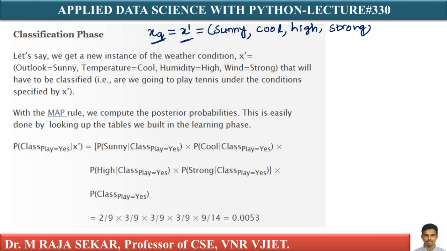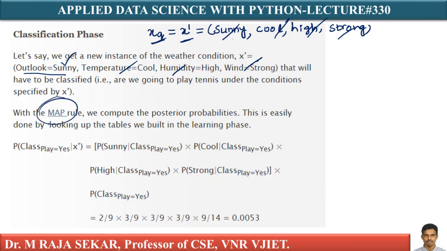Let me assume outlook equal to sunny, temperature equal to cool, humidity equal to high, wind equal to strong. These are the feature values. Now I must find whether it belongs to the S class or to the no class. What I have to do is calculate probabilities as per the MAP rule.